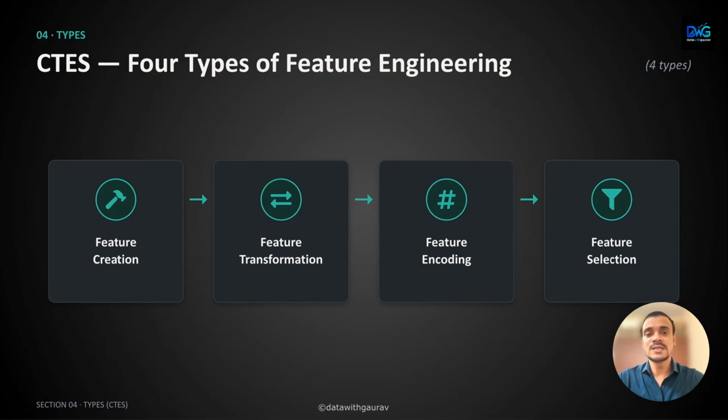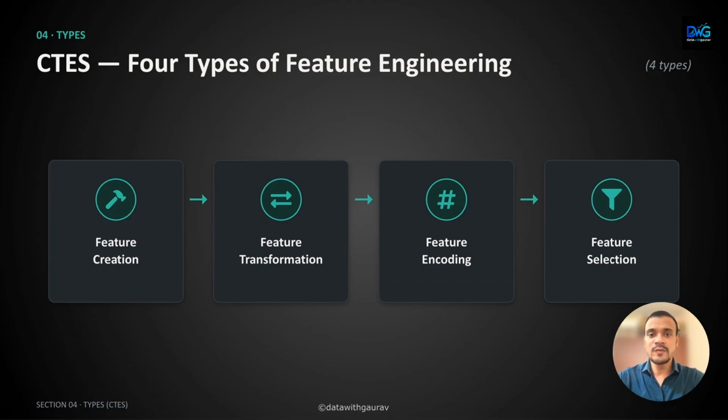The third category is feature encoding. Many machine learning models and algorithms work only with numerical data, so this step converts categorical variables such as cities, colors, or product types into a numerical representation that models can understand. And finally, we have feature selection. Here, the objective is to identify the most informative features and remove those that are irrelevant, redundant, or noisy. This not only improves model performance but also makes the model simpler and easier to interpret.